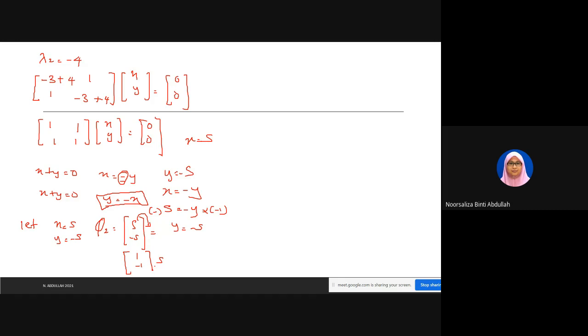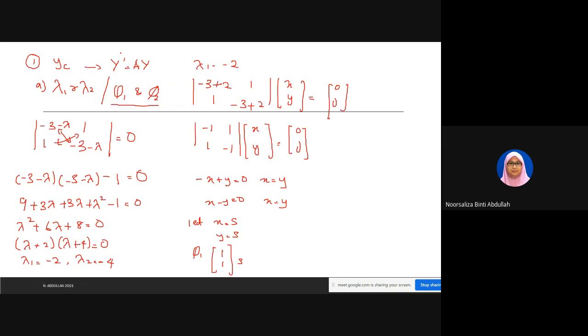Okay, so you already have a lambda and phi. Then next you have to check the linear independence or not. To check this one, you need the eigenvector values. So you have eigenvector 1 and then eigenvector 2. Where is eigenvector 1? Here. Eigenvector 1 is 1, 1.